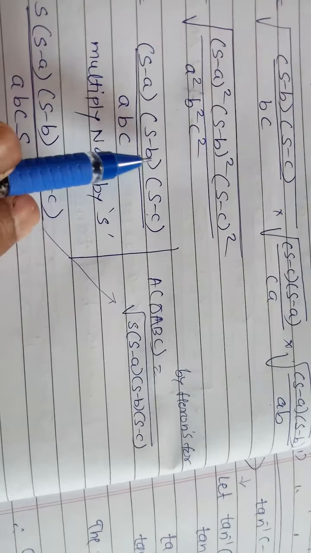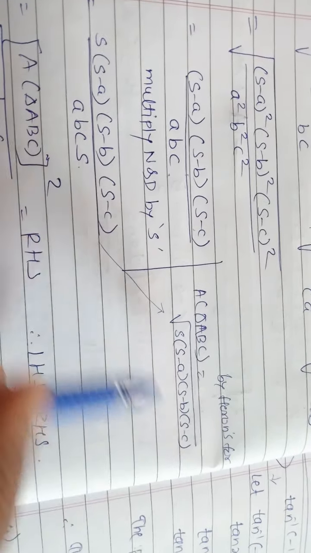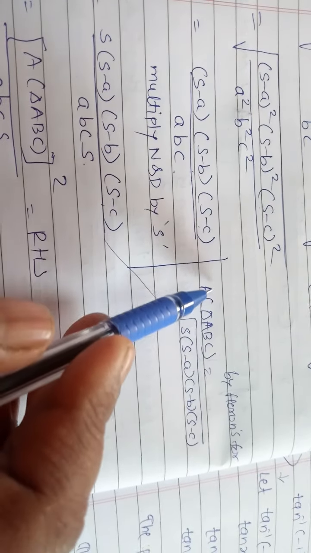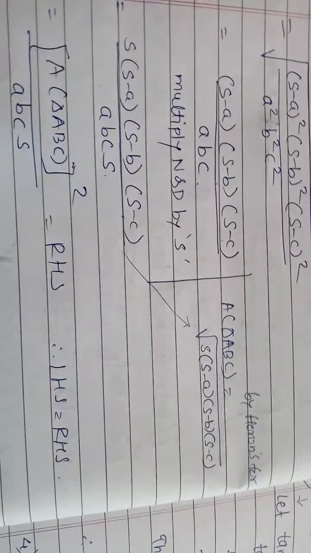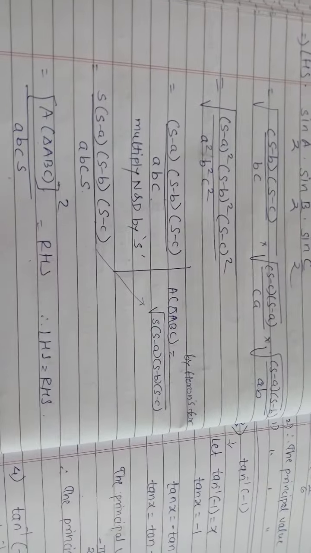नाउ यहाँ पे एरिया ऑफ ट्रायंगल एबीसी हम रूट में लिखते हैं, लेकिन हमारे पास यहाँ पे रूट नहीं है। सो अगर हम इसका स्क्वायर करेंगे एरिया ऑफ ट्रायंगल एबीसी का तो इसका रूट चला जाएगा। सो हम टेक we going to write that is area of triangle ABC bracket square. अगर हम स्क्वायर करेंगे तो ये भी हमें ऐसे ही मिलने वाला है. So area of triangle ABC square upon these terms are as it is, and so this is nothing but our RHS, and so LHS equals to RHS.